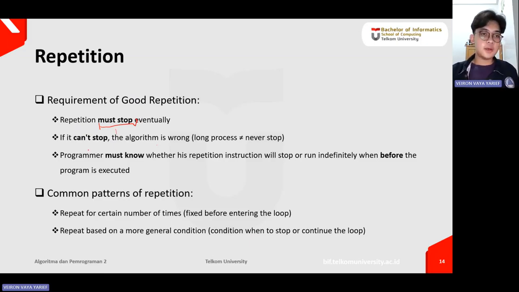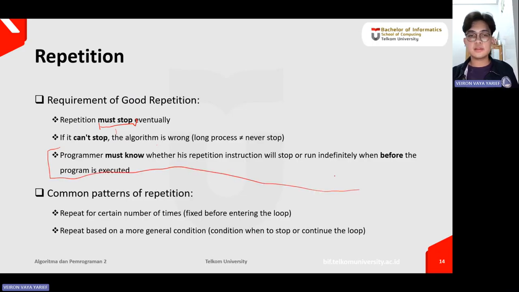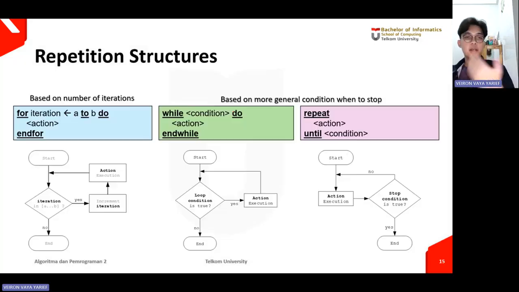What I want to point out is the third point here. Maybe people don't take this seriously, but a programmer must know whether his repetition instruction will stop or run indefinitely before the program is executed. As programmers, we usually write the code and let the computer do all the job. But we actually need to know how to make a good loop. It will take from point 1 and point 2, like that. That's for repetition.